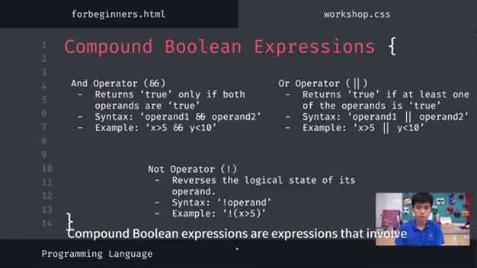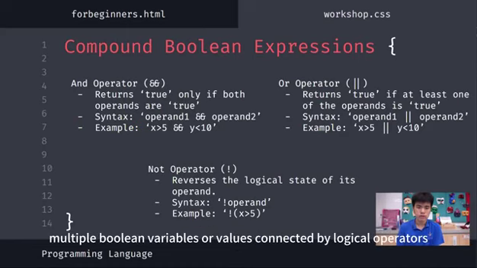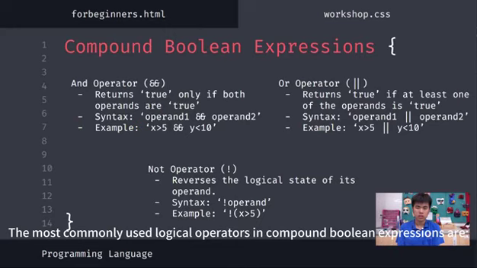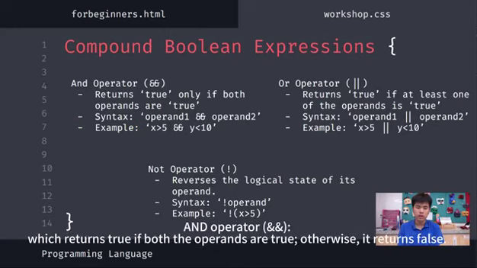Compound Boolean expressions are expressions that involve multiple Boolean variables or values connected by logical operators. These expressions allow us to combine and evaluate multiple conditions simultaneously. The most commonly used logical operators in compound Boolean expressions are the AND operator, which returns true if both the operands are true, otherwise it returns false.